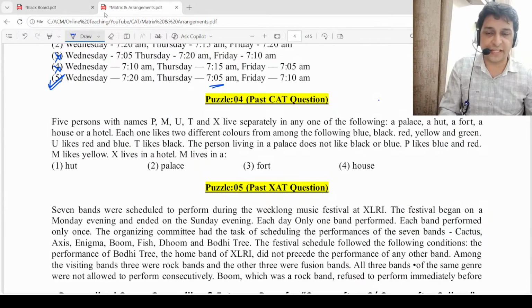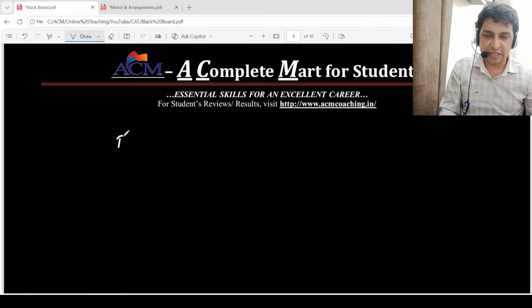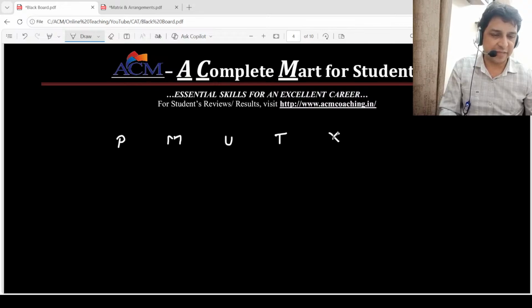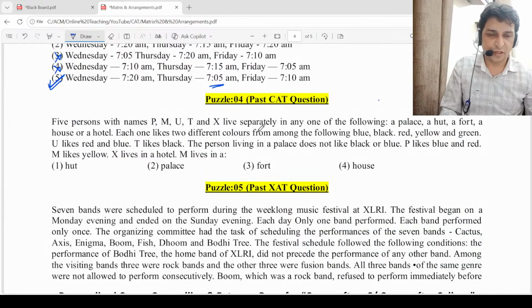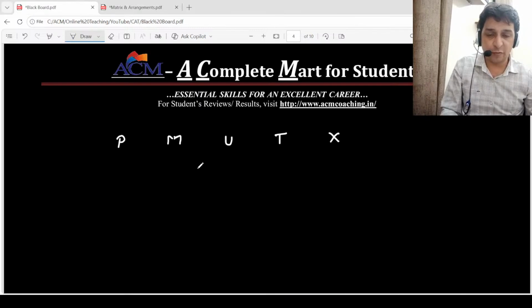So first of all, let's write the names of the 5: P, M, U, T, and X. There are 5 people now. They live separately at any one of the following: a palace, a hut, a fort, a house, a hotel. We don't know that. Each one likes two different colors from among the following: blue, black, red, yellow, and green. U likes red and blue. So let's write the colors here. Red and blue are liked by U.